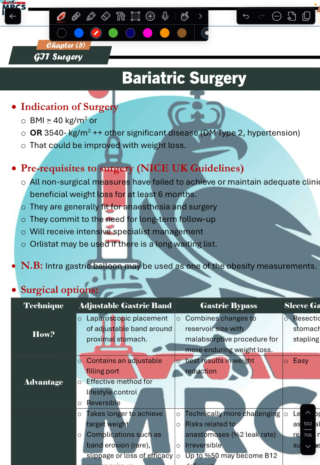So what are bariatric surgeries? Indications: BMI, body mass index, more than 40 kg per meter square, that is a single indication. Or BMI of 35 to 40 kg per meter square plus other significant disease such as type 2 diabetes mellitus and hypertension that could be improved.